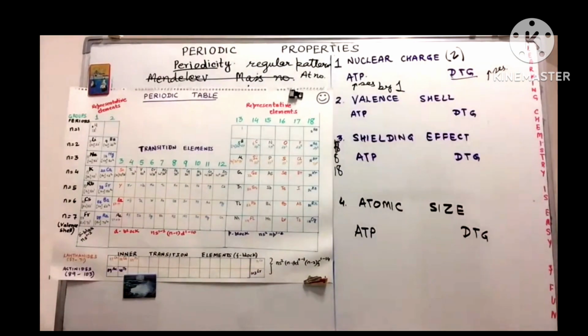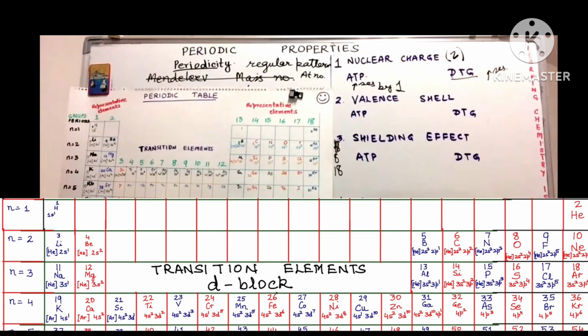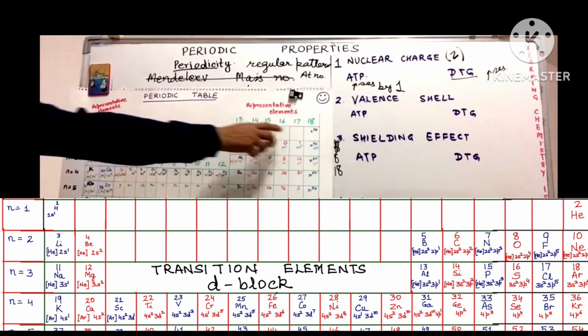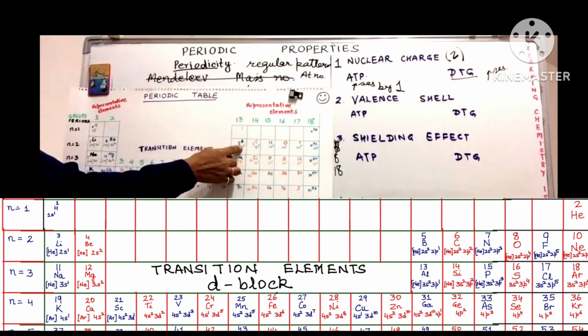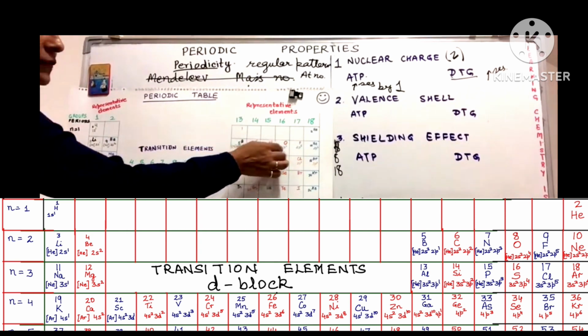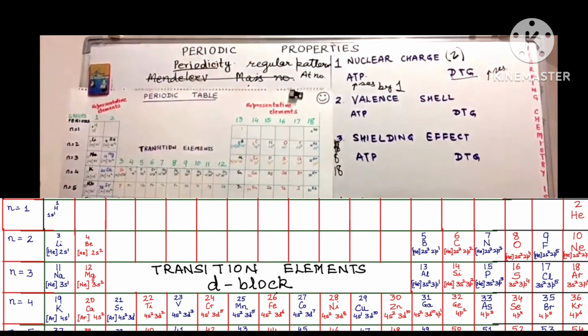Next property, valence shell, the outermost shell. Come to the first period, the outermost shell is the first one. Of course, that's the only shell which is filled up. So you have 1s1, 1s2, 2s1, 2s2, 2s2 2p1, 2p2, 3, 4, 5, 6, right?